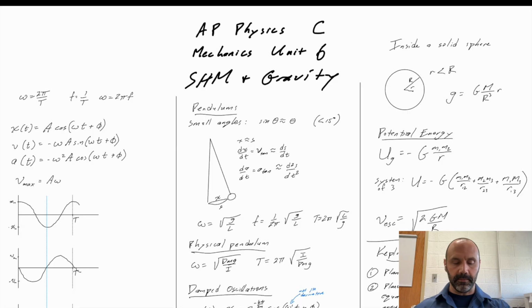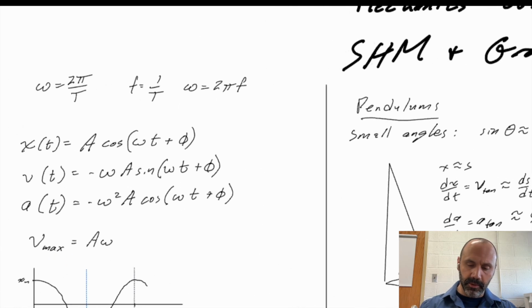Hello, friends. Today we're going over the last unit, again, in the way that we structure units in the course that I teach. Unit 6 includes simple harmonic motion and gravity. So we'll start with simple harmonic motion.